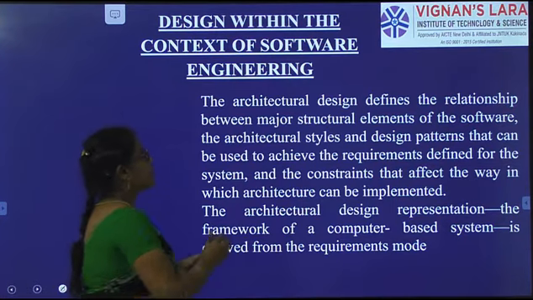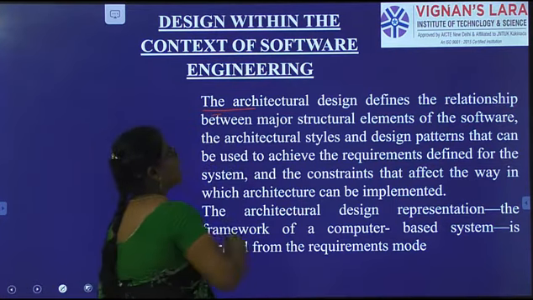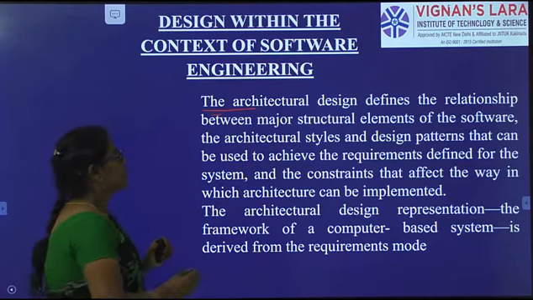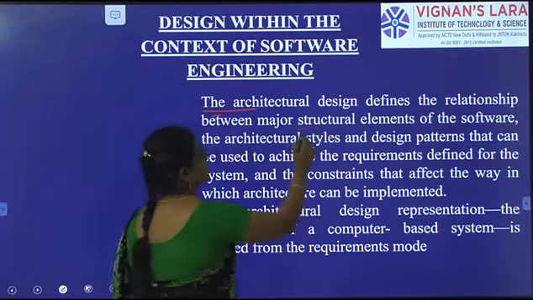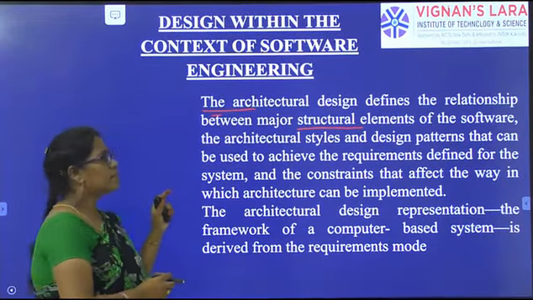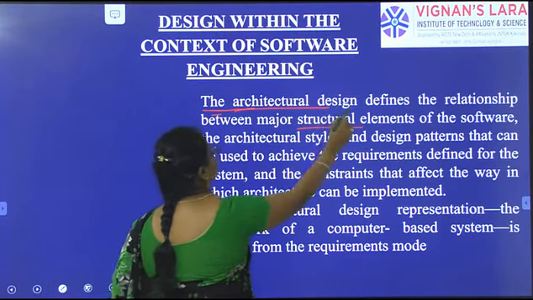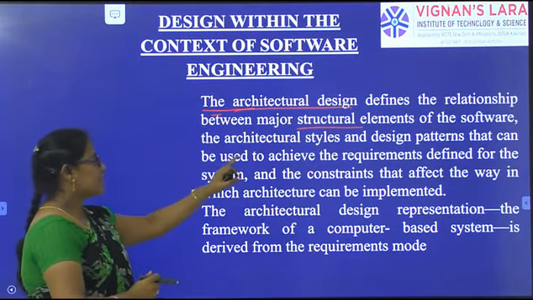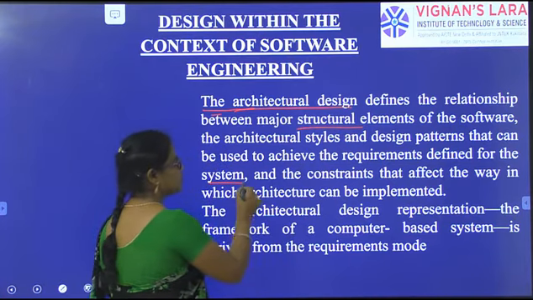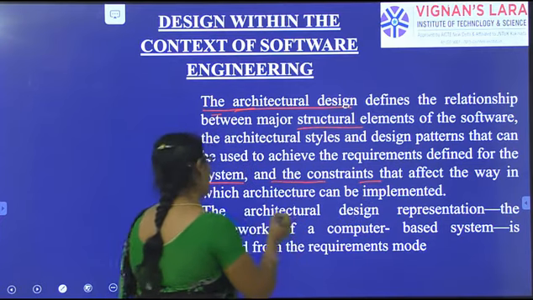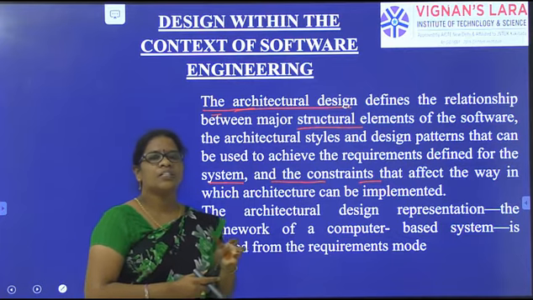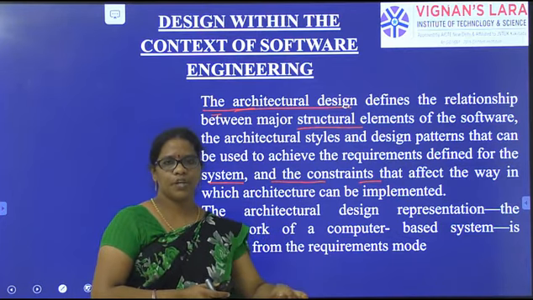And next, the architectural design. So what is the architecture? The architecture defines the relationship between the major structural elements of the software. So what are the major structural elements that are defined by this? What is the relationship between the major structural elements that is defined by the architectural design? So the architectural styles, the design patterns that can be used to achieve the requirements defined by the system, and the constraints that affect the way in which architecture can be implemented. So what is meant by architecture? Architecture is the overall diagram of the product.